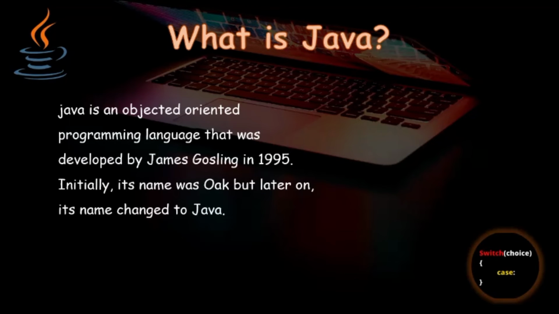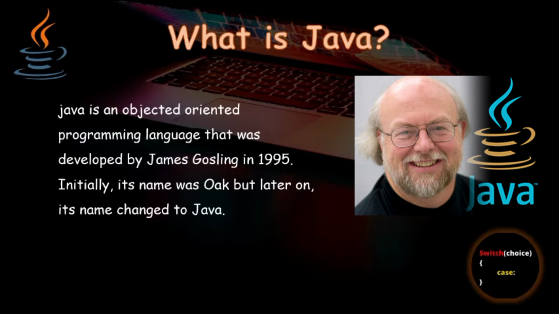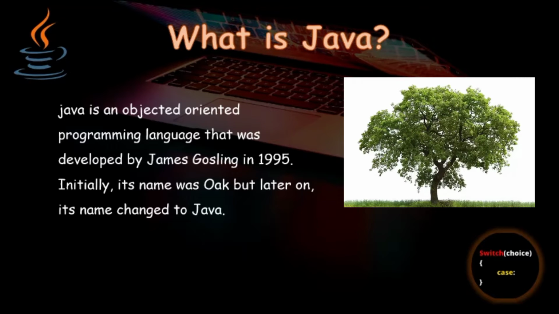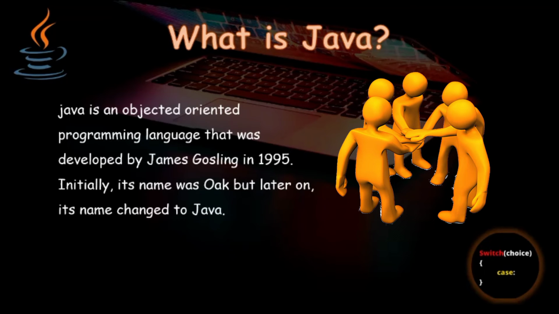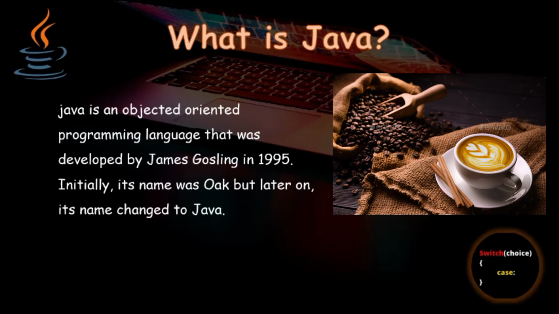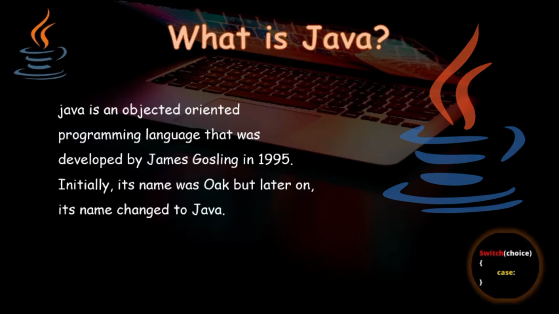Java is an object-oriented programming language that was developed by James Gosling in 1995. Initially, its name was Oak, but later on, its name changed to Java. Since Oak was already registered, James Gosling and his team decided to change the name, and the name was derived from the famous coffee beans known as Java. That's why the Java logo is a cup of coffee.